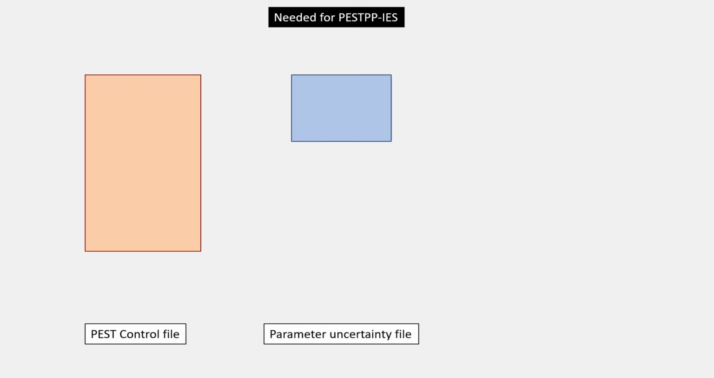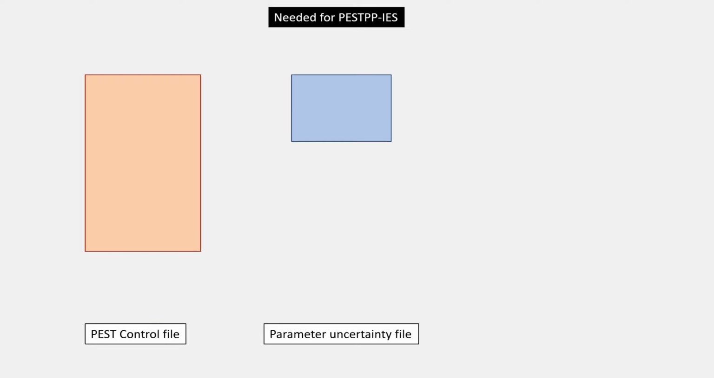So now let's have a brief look at the workflow by which all of these things can be achieved. So let's start by pretending that we're setting up for PEST-PP IES, that we're going to use the ensemble smoother. In this case, we need a PEST control file and we need a parameter uncertainty file. The parameter uncertainty file provides the geostatistics associated with the parameters that are featured in the PEST control file.